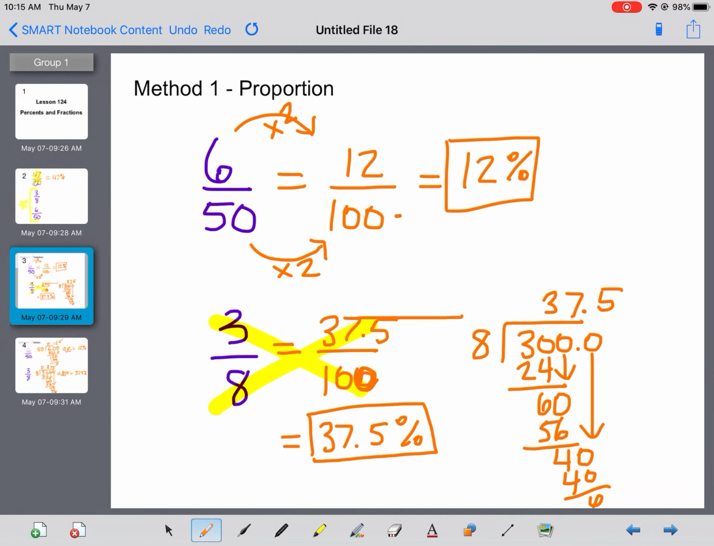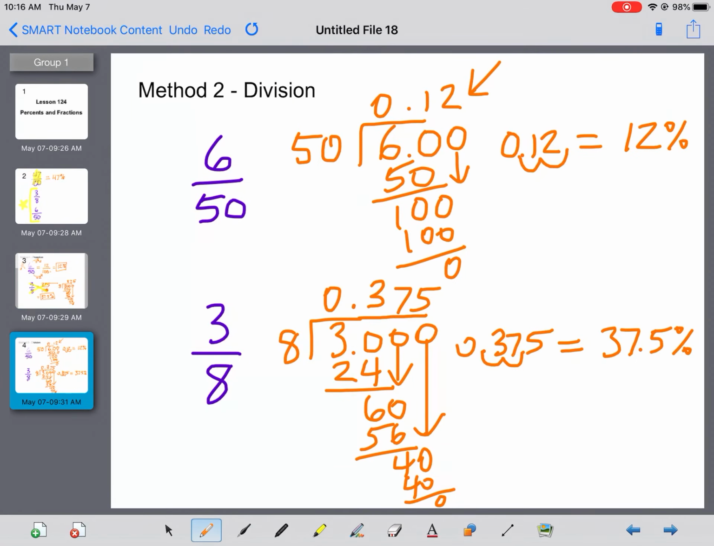Like for instance, the proportion method for a number like 6/50, where it's really, really easy to convert it into a denominator of 100, I'd probably choose the proportion method. It's quite a bit faster, fewer steps to figure it out. But for something like 3/8, well, I suppose you do long division for both of them. So you could choose either one of those, and it would probably take you about the same amount of time.